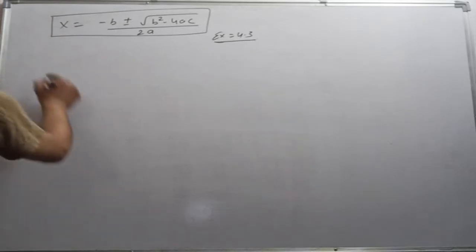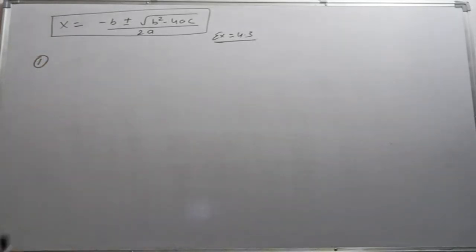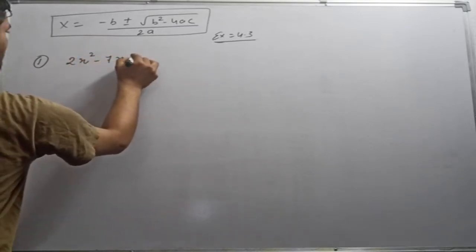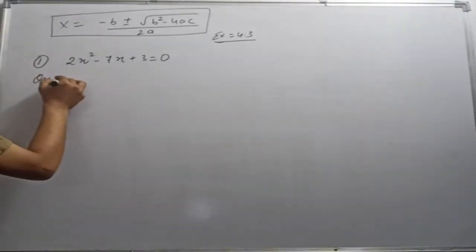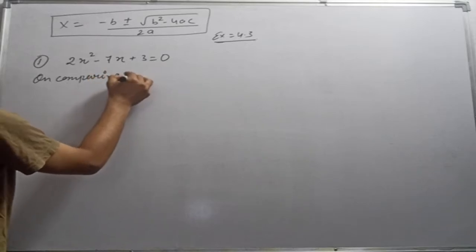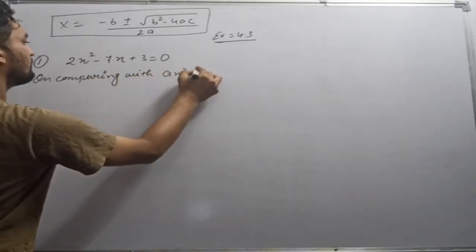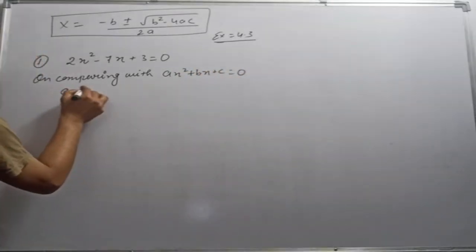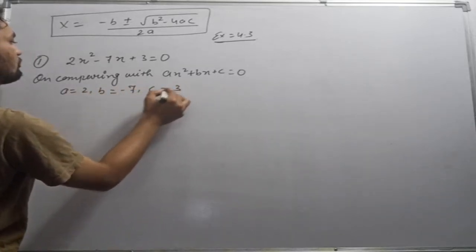So the first question I am taking is 2x square minus 7x plus 3 is equal to 0. On comparing with the standard equation ax square plus bx plus c is equal to 0, a is 2, b is minus 7 and c is equal to 3.